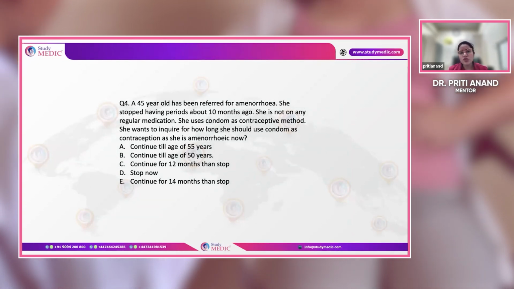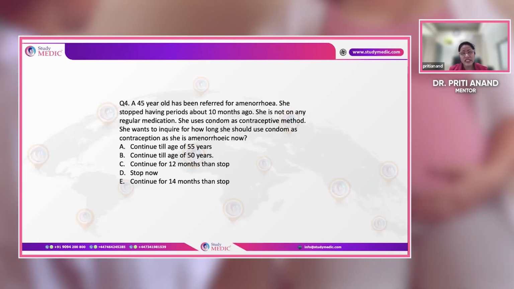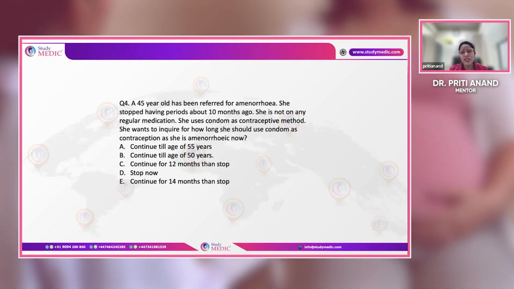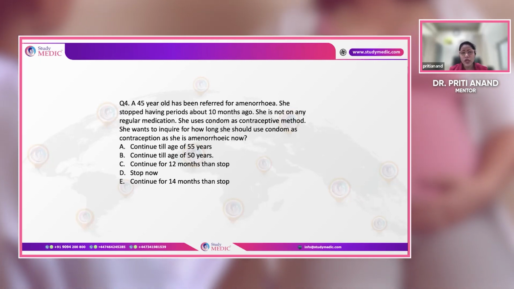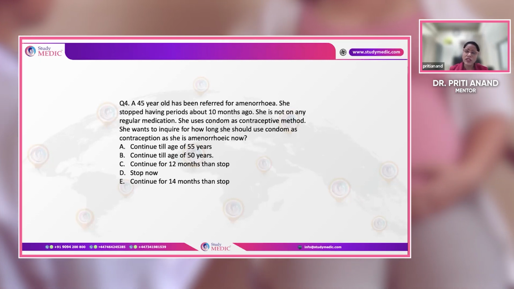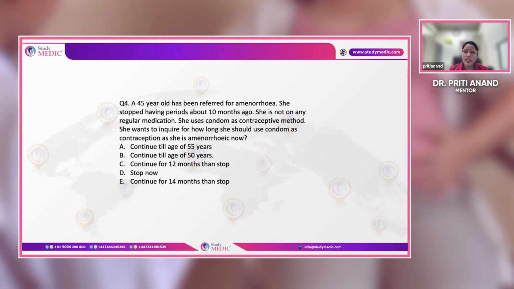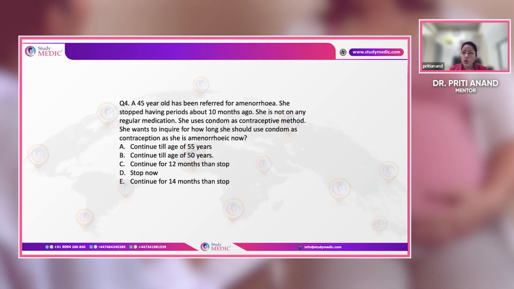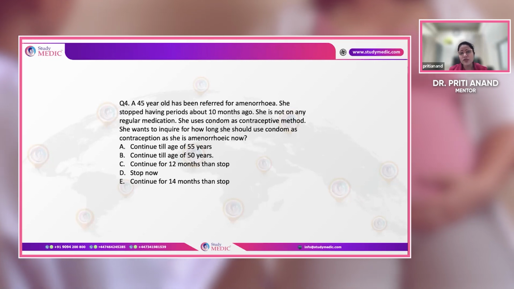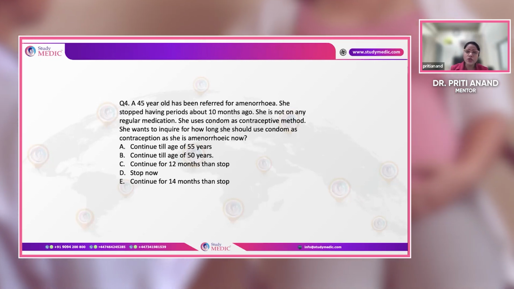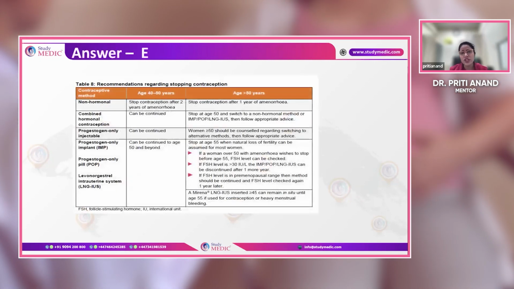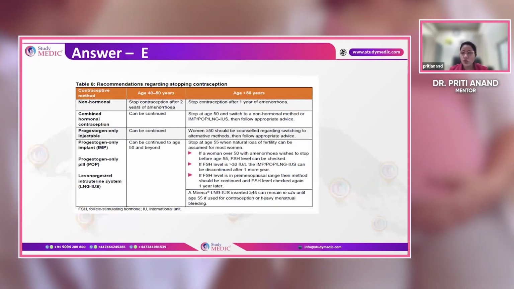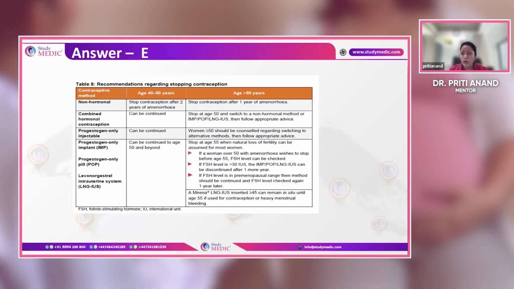For all the patients who are less than 50 and have complete amenorrhea of 2 years, and are using non-hormonal contraception, they can stop it after 2 years of complete amenorrhea. Because her periods have been stopped only for 10 months and she's using something non-hormonal, that is condom, she has to wait for the next 14 months. So she can continue condoms for the next 14 months and then stop. If she was more than 50, then complete amenorrhea of 1 year is enough and they can stop the non-hormonal method.